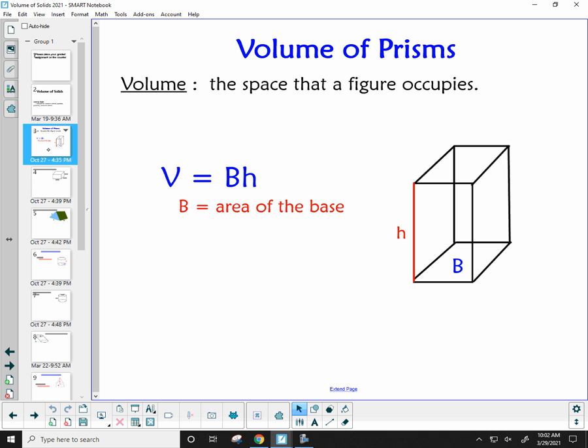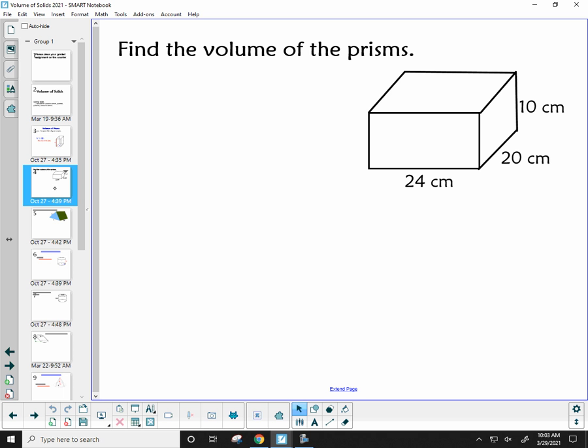Now, when you first started learning volume, you probably just said length times width times height, which is fine for a rectangular prism, but the problem is we could have a pentagonal prism, we could have a hexagonal prism, we could have a triangular prism. So area of the base times the height covers everything. But quite frankly, if I saw a rectangular prism, I would also just think length times width times height. So that'll work for rectangular prisms.